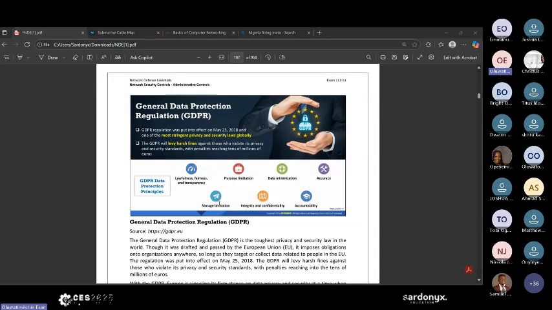So what are the GDPR principles? Lawfulness, fairness, and transparency, purpose limitation, data minimization, accuracy, storage limitation, integrity and confidentiality, and accountability.